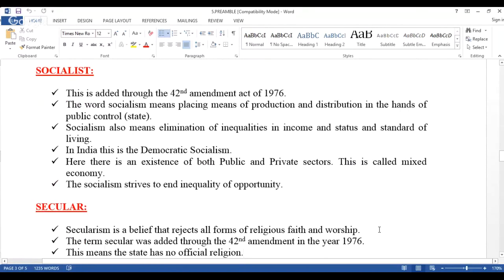Socialist. What do you mean by this, socialist? Look at this. This word was not present in the original preamble and it was added later. The word socialism means placing means of production and distribution in the hands of the public controllers. So whenever I say socialist country, there is nothing like any private property and everything will be controlled by the so-called government, meaning the state. Right? And whatever the people are supposed to do, they must do only in accordance with the rules and regulations framed by the state. Clear? That is called the socialism.